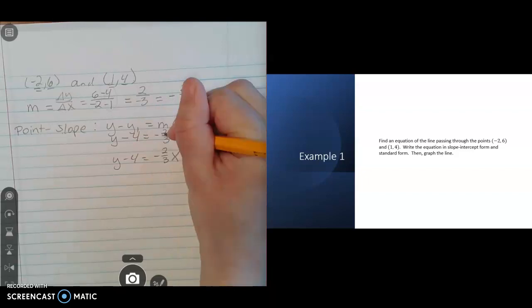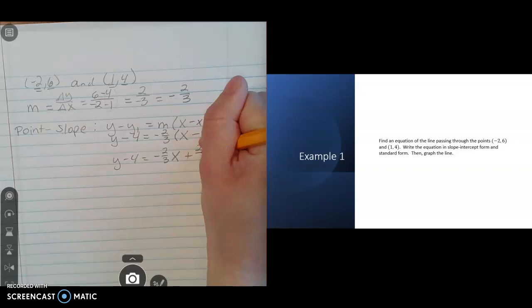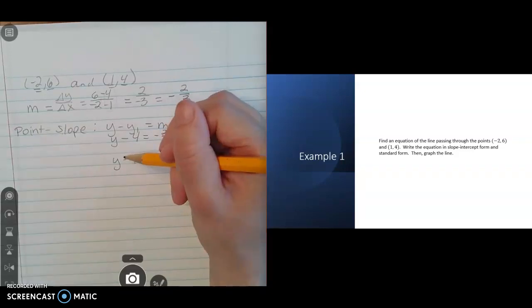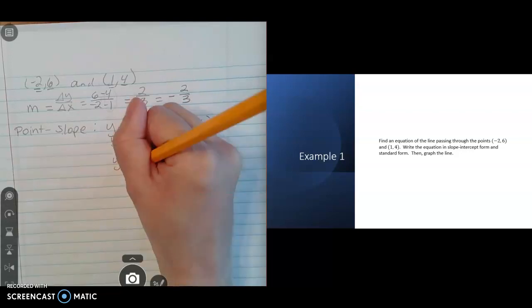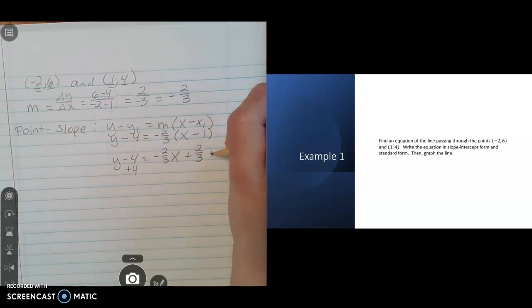-2/3 times -1 would be a +2/3. And then to get y by itself, because I want to get into that slope-intercept form, I'll add 4 to both sides. I'm kind of thinking ahead here. If I need to add 4 to this side, I'm going to need to add it to the fraction, so I'll need a least common denominator. So let's just go ahead and do that along with it.